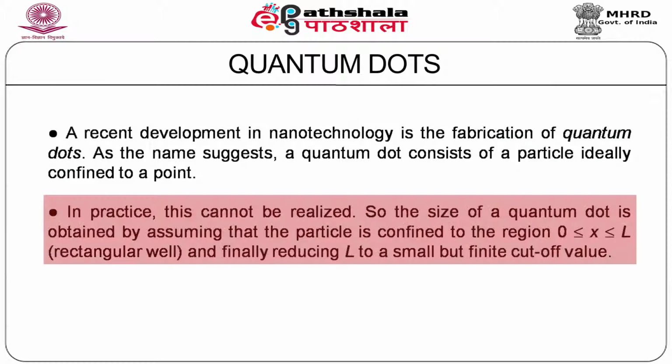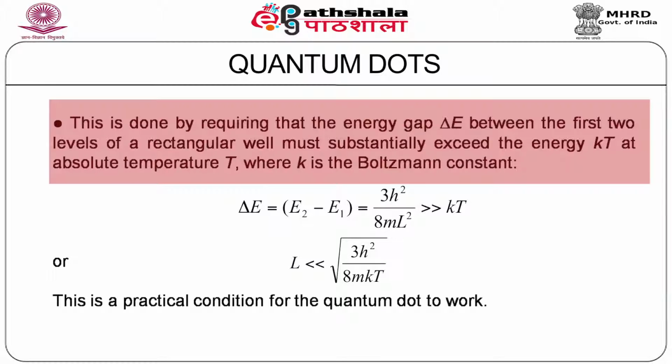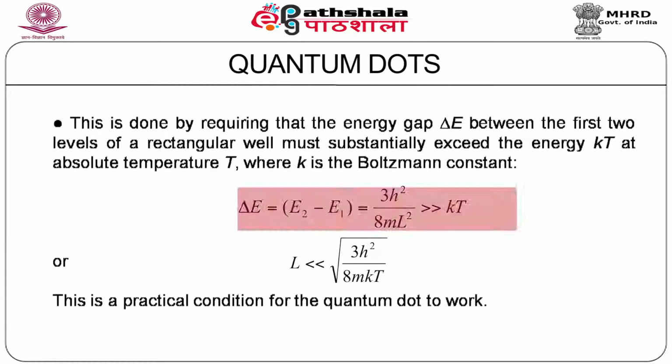Now, as I said, in practice this cannot be achieved. So the size of a quantum dot is obtained by assuming that the particle is confined to the region x between 0 and L, that is the rectangular well, and finally reducing L to a small but finite cutoff value. Now, how do you obtain this cutoff value? You can see on the screen that this is done by requiring that the energy gap delta E between the first two levels of a rectangular well must substantially exceed the energy kT at absolute temperature T, where k is the Boltzmann constant.